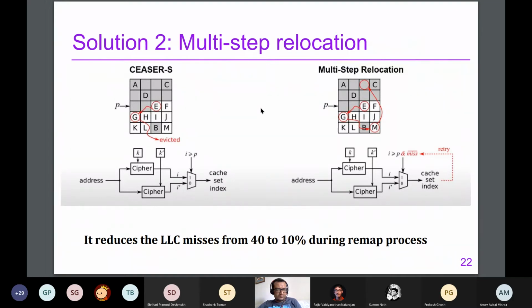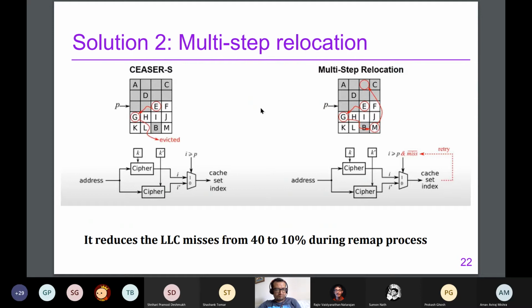Normally in CEASER, what we do when we are having a remap is this. Let's say we have the pointer P which depicts the point till which remap has happened, and now we have to remap point E. In CEASER's case, let's say the encryption function points E's new location to the access point G. So it will simply evict G and put E in its place.